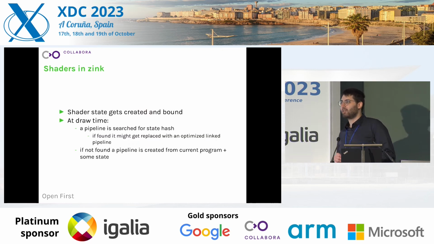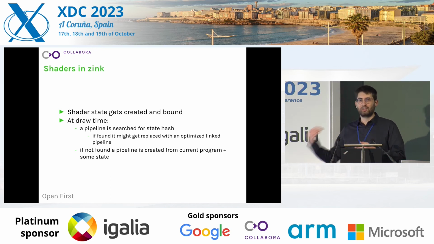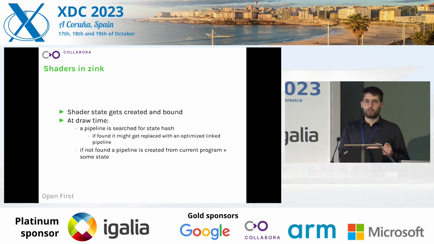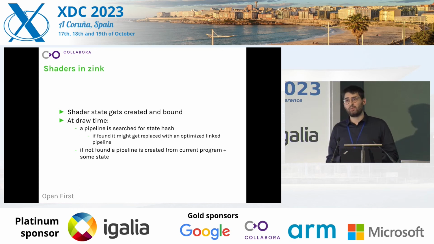So shader state gets created and bound by Gallium. And at draw time, we need to start by looking for a pipeline. So we kind of go backwards. Usually you start from shaders, you have to do lowering passes, then you have to translate into SPIR-V, then you create shader modules, then you create GPL, then you create full pipelines. But basically the way Zink works is when we draw, we kind of go backwards. So we start by searching for a pipeline.